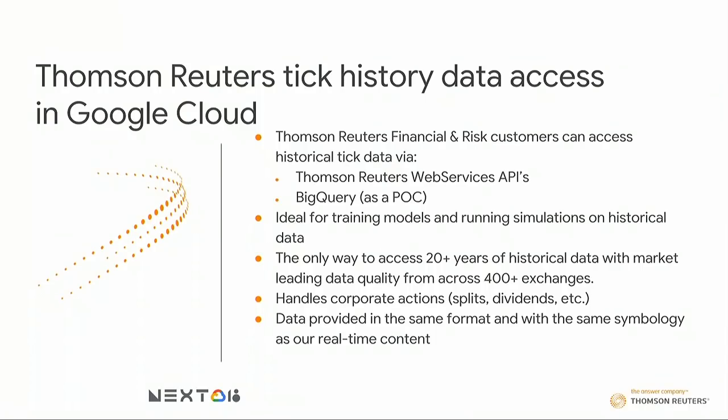Specifically now, what clients can do today in accessing Thomson Reuters tick history data in the cloud is they can take it through our web services APIs, or, as a proof of concept right now as we sort out the most efficient methods, we've actually loaded a few years of the 20 years of history of the New York Stock Exchange data right into the BigQuery tables. It's very efficient for training models and doing simulations on that volume of data. It's one of the ways you can access over 20 years of history of market-leading quality from the 400 exchanges we've collected it from. And then ultimately, when I talked about enriching data, here's a perfect example.